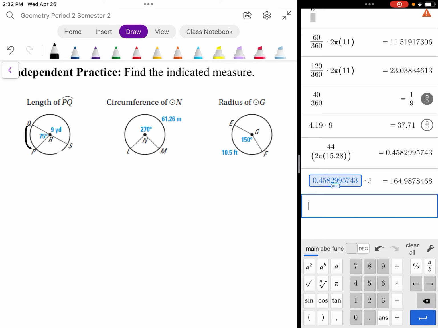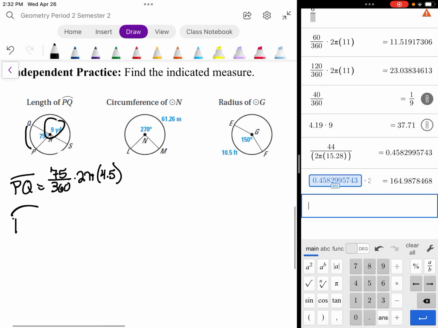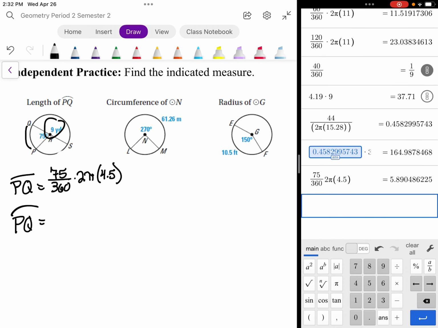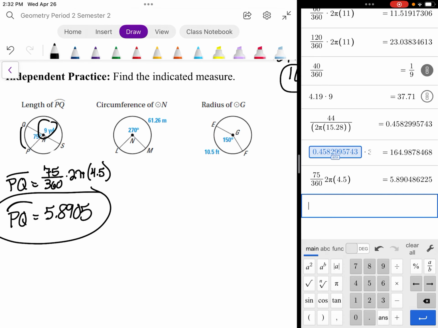For the first one, we're looking for the length of PQ. So when you are looking for the length, you're just going to take 75 over 360 times 2 pi multiplied by our radius. They give us our diameter, so we have to divide that by 2 to get 4.5. So then PQ, we're just going to type this all into our calculator. 2 pi and then 4.5. And that gives us our answer of about 5.8905 for our length of PQ.